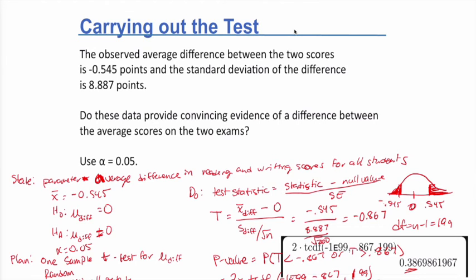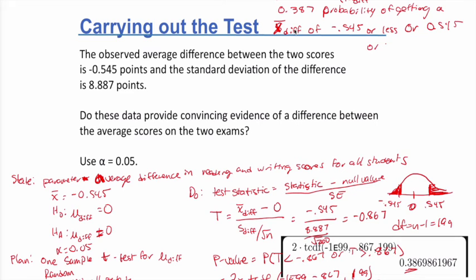So what is our conclusion? If the null is true, that mu diff equals 0, there is a 0.387 probability of getting an x bar diff of negative 0.545 or less, or positive 0.545 or greater, purely by chance. So that's our interpretation of the p-value.